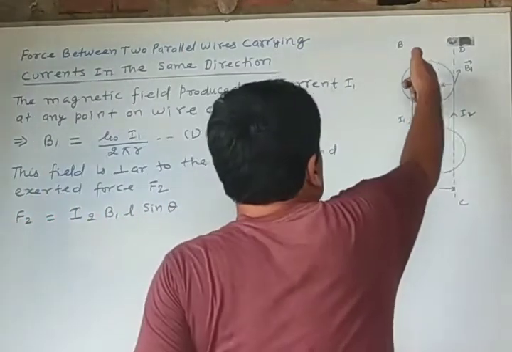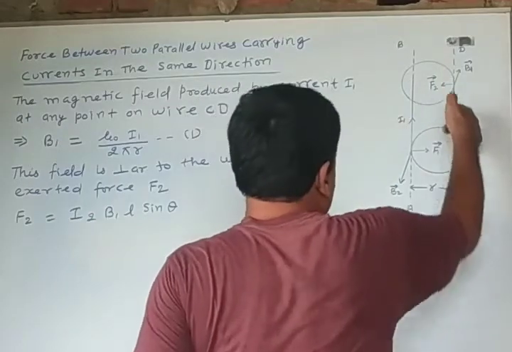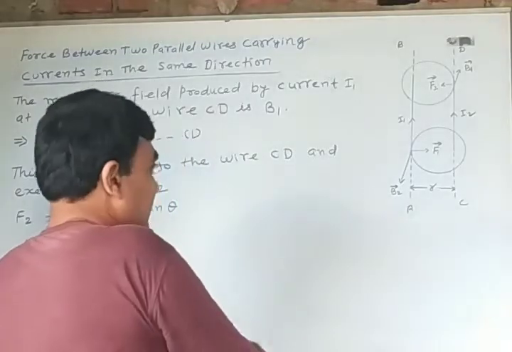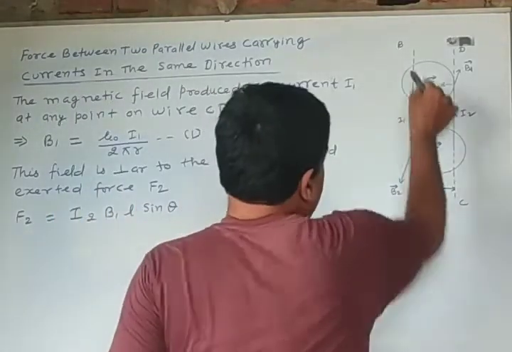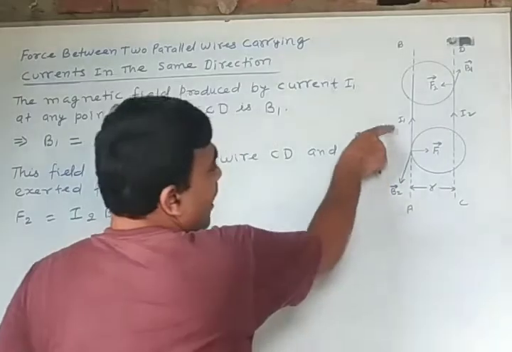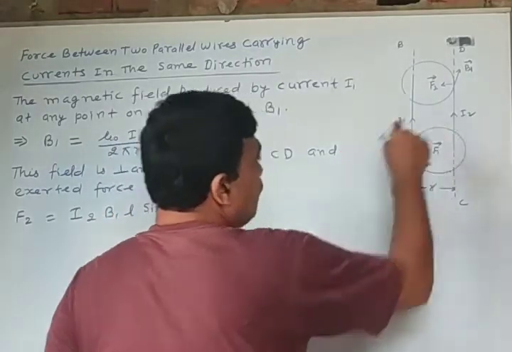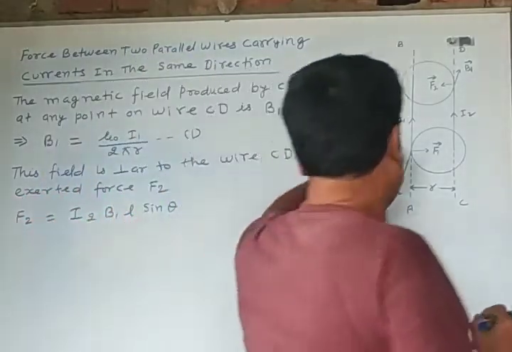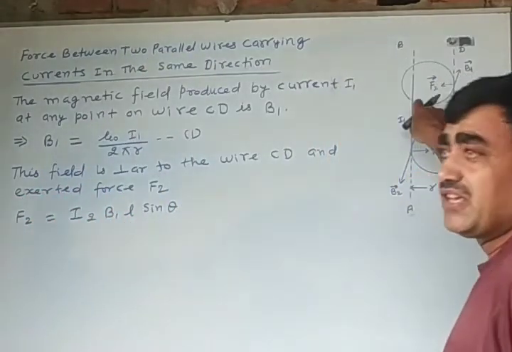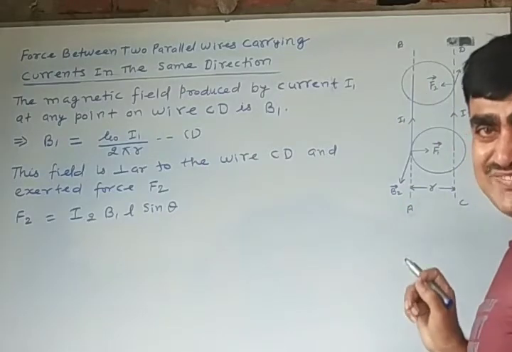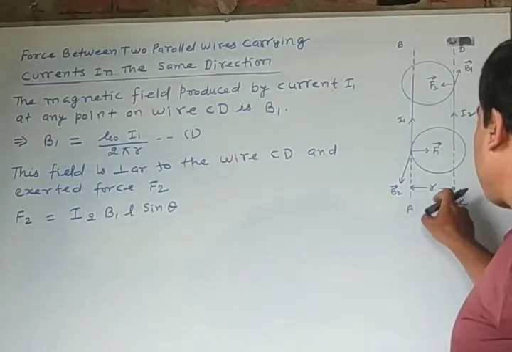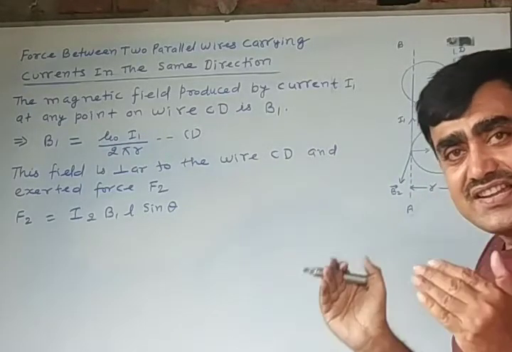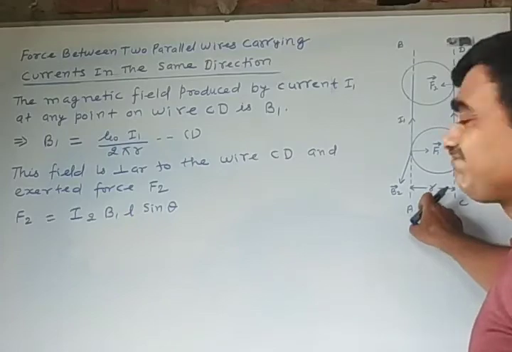Here, two infinitely long current carrying wires AB and CD, with I1 and I2 amperes of current flowing respectively in them. Both wires are separated from each other by a distance r.